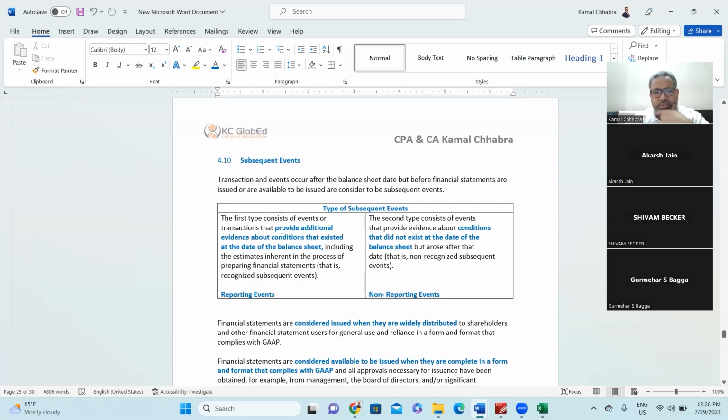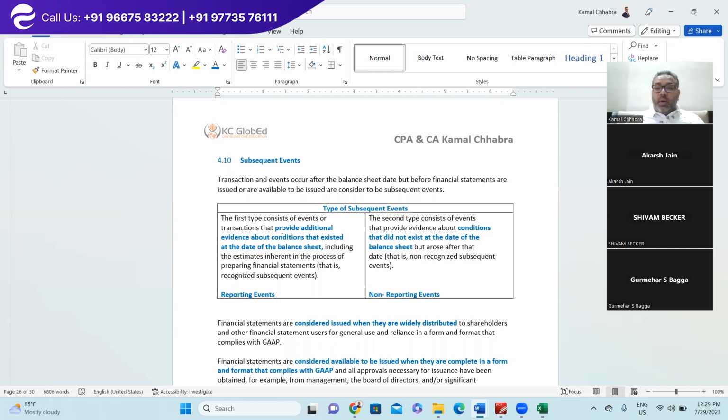So next topic is subsequent event. What is subsequent event? Any event that occurs after the balance sheet date but before the signing of the financial statements, or before making the financial statements available to the stakeholders, those events are called subsequent events. In subsequent events, there are two types: one is a reportable event, the second is a non-reportable event.